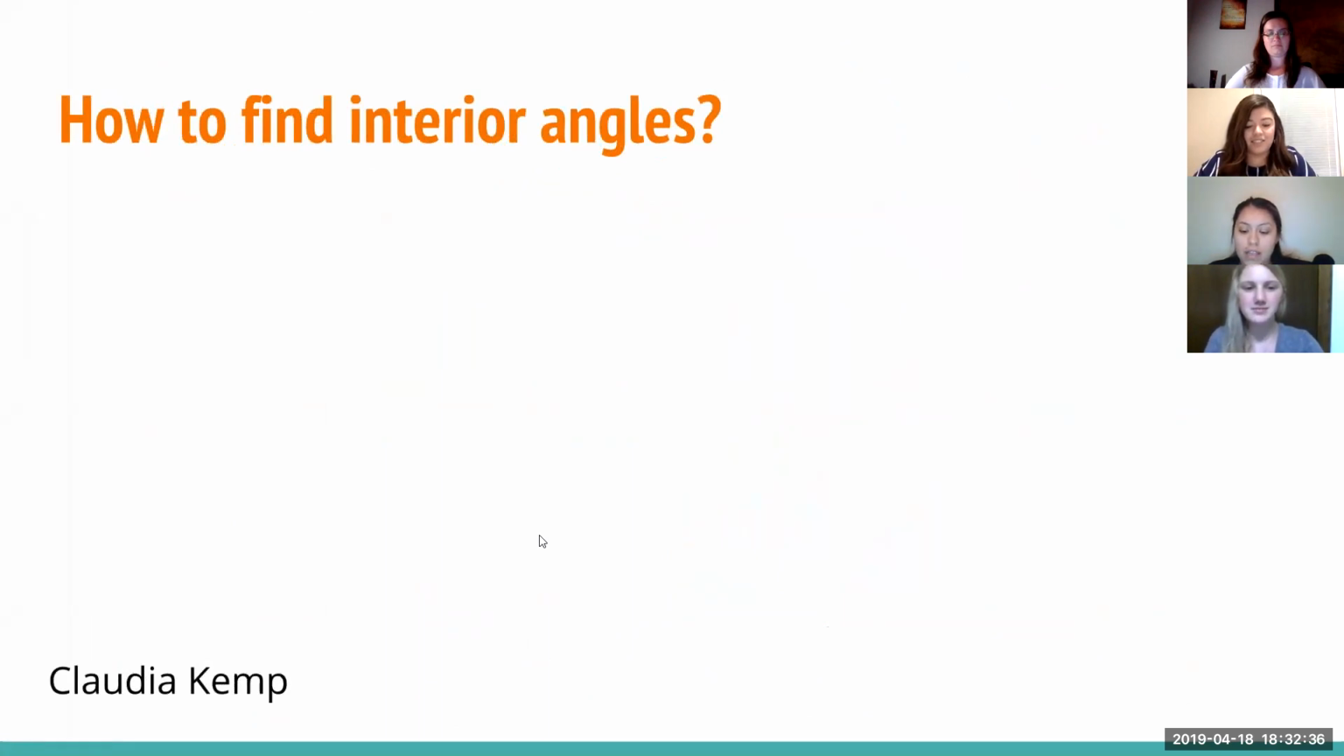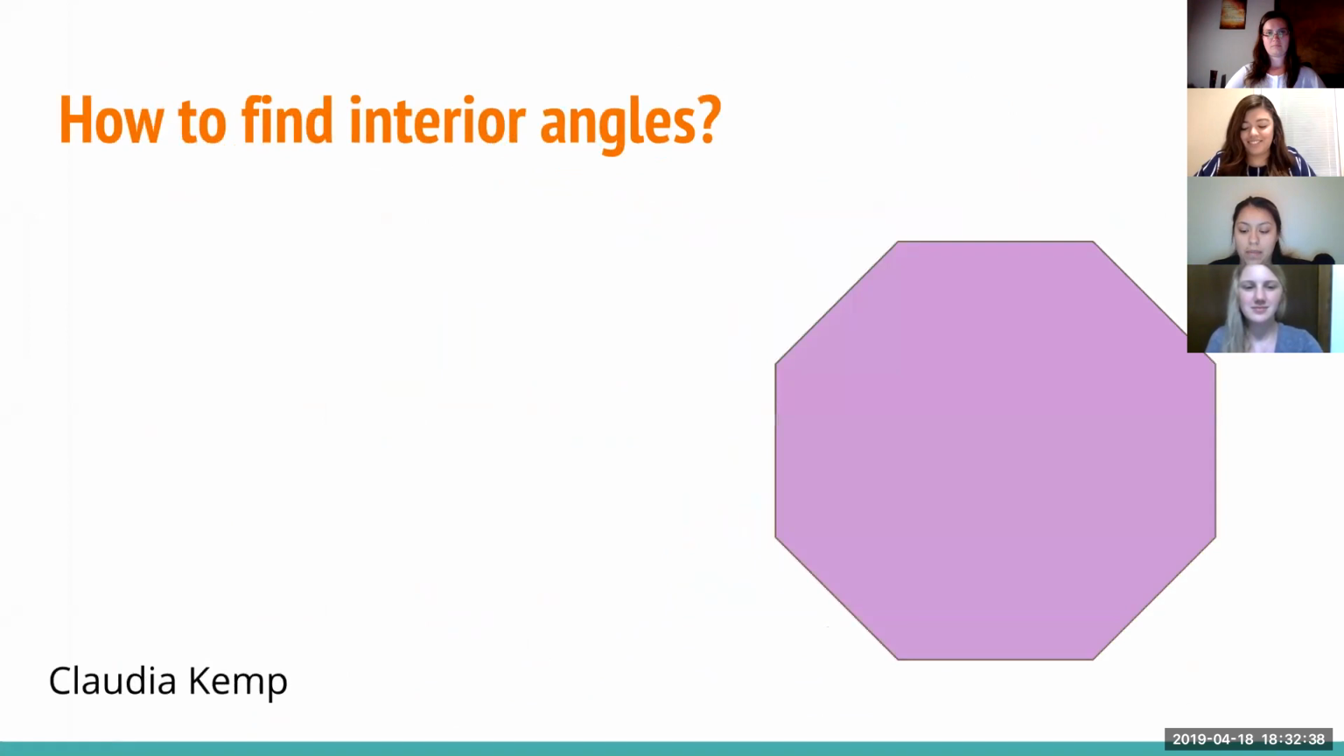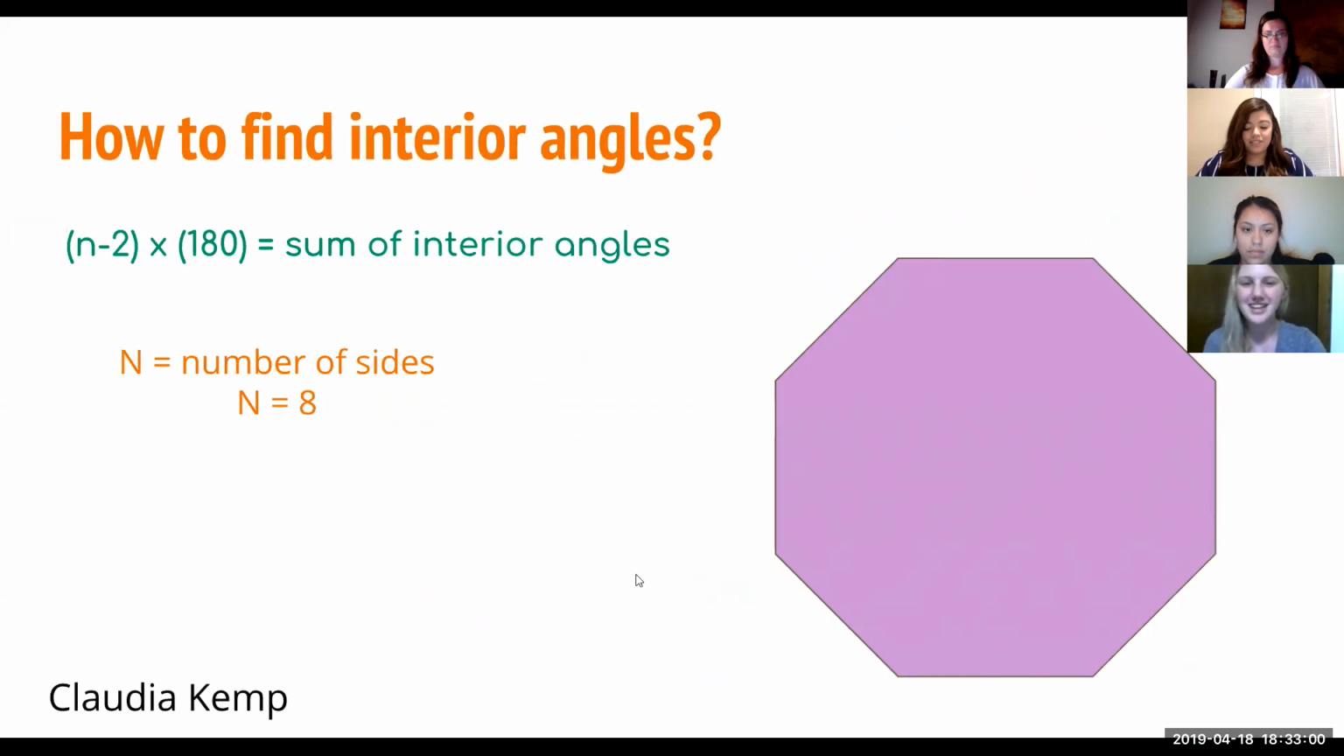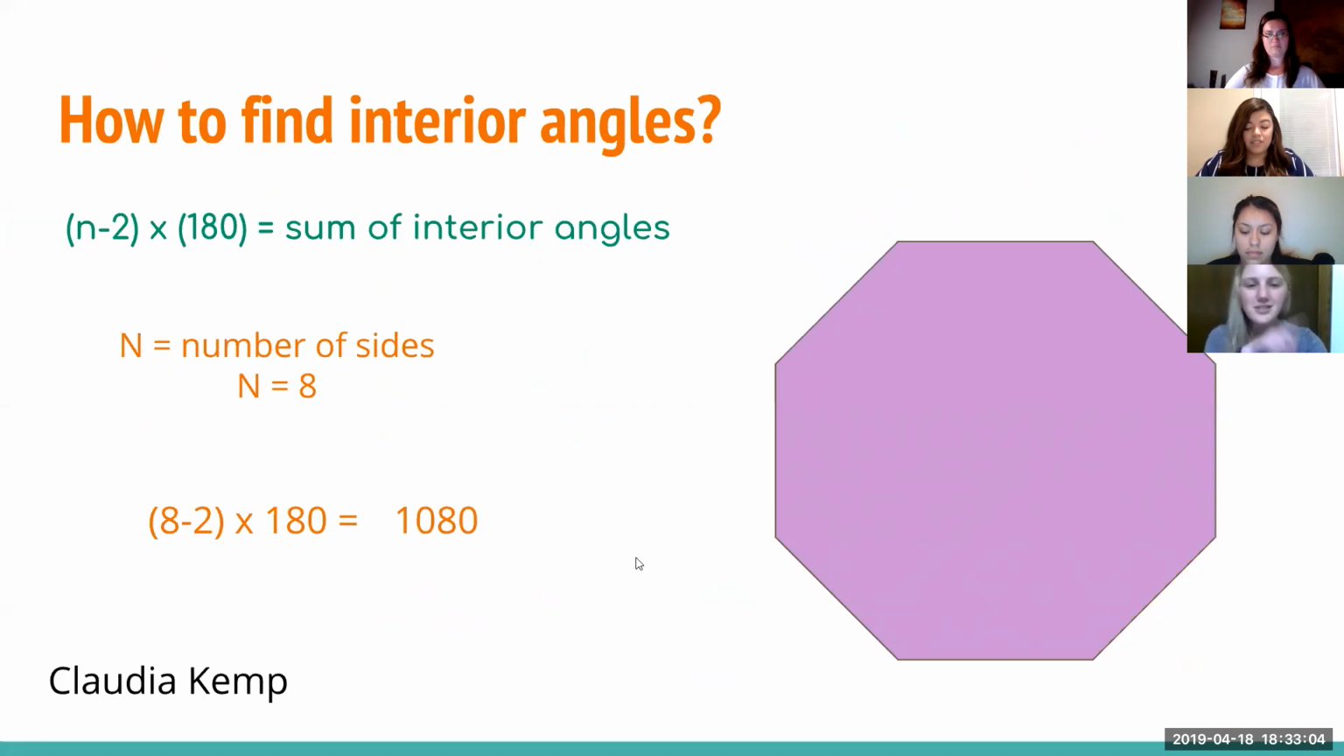Claudia, how do you find the measure of the interior angles of the shape? That is also a great question, Cece. I will demonstrate it using this octagon over here. In order to find the measure of interior angles, we use this equation here. The value n in the equation represents the number of sides, which for an octagon is 8 sides. We then take that number, subtract 2, and multiply that by 180. We get 1080. This means that the sum of all the angles of an octagon equals 1080 degrees.